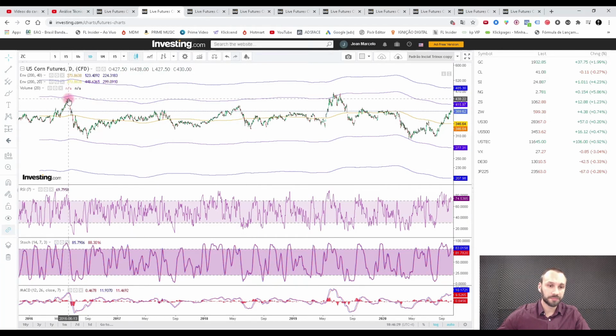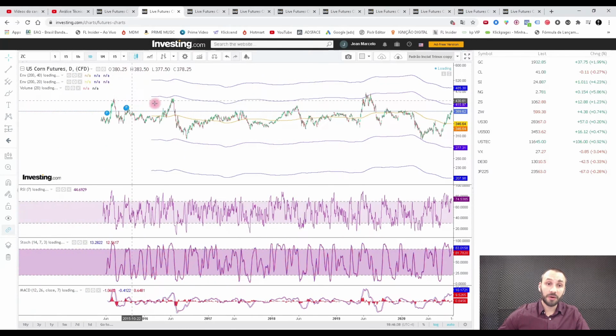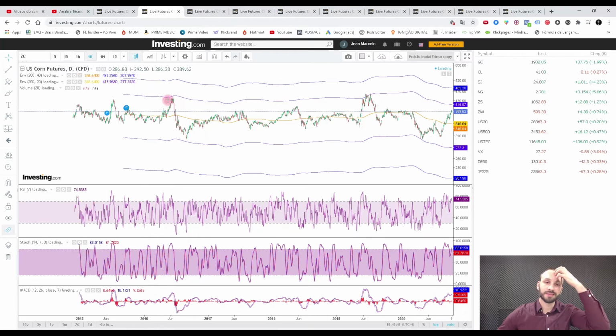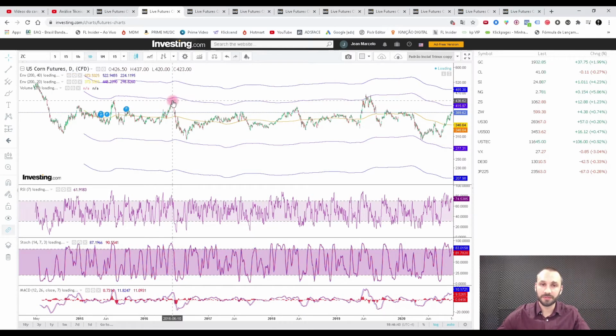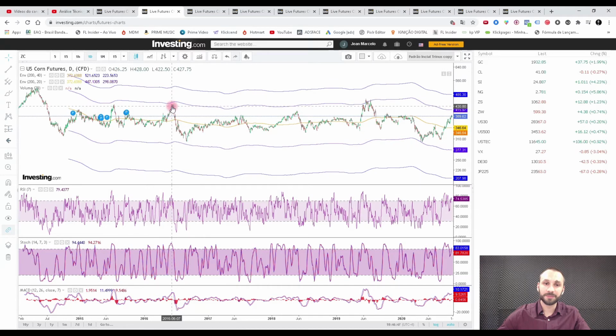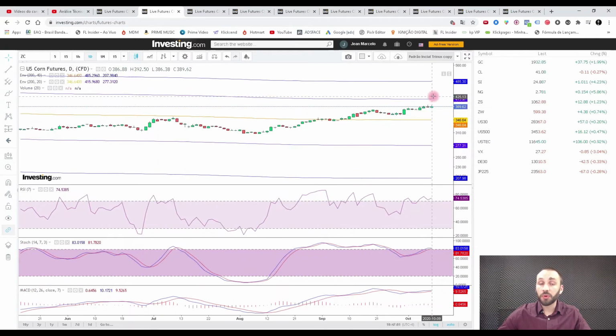Let's see another moment. On the 13th of June from 2016, we come very close to the envelope of 20%. And what happened with the price? The price came down. We started at 436 and came down until 303. So right now we have an approach of the envelope of 20% with the relative strength index and the stochastic indicators. It's a very good moment to sell your corn.